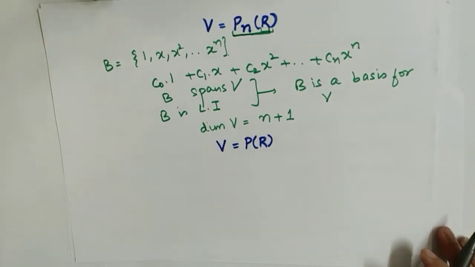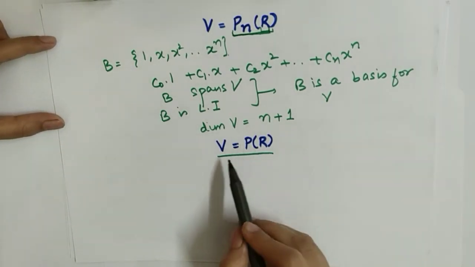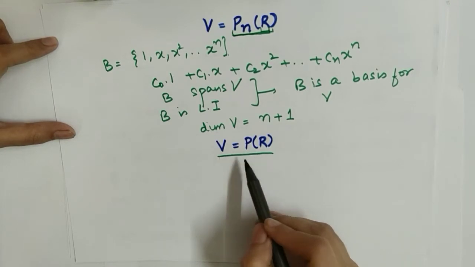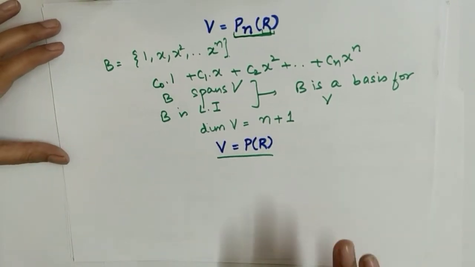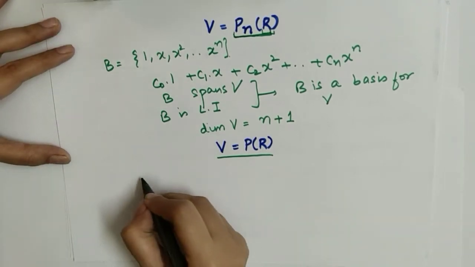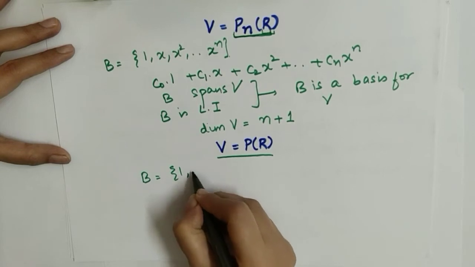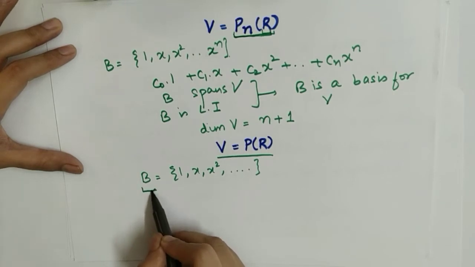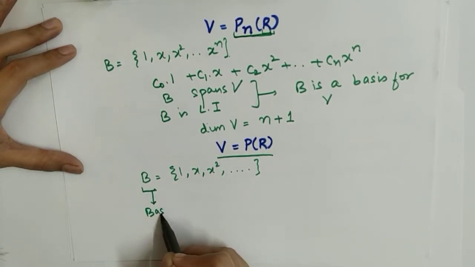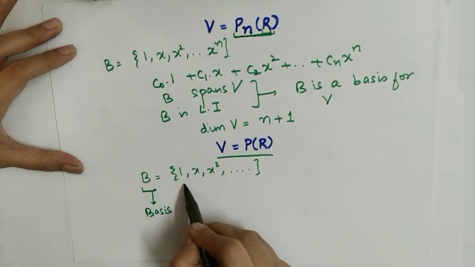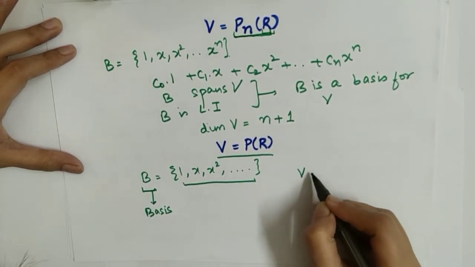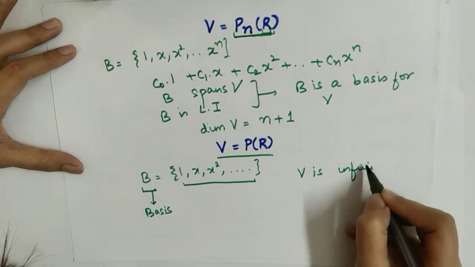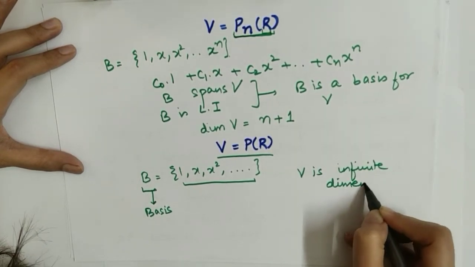All of the cases we have taken till now were finite dimensional vector spaces. Let us now take a look at V equal to PR. Basically V contains all polynomials, so there is no restriction on the degree of the polynomial. Now if I take B to be 1, x, x squared and so on, then B would be a basis for V. Since B is an infinite set, V is an infinite dimensional vector space.